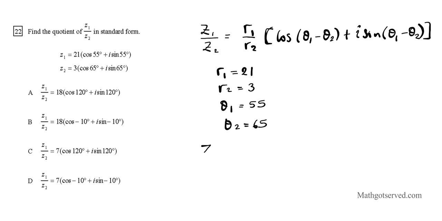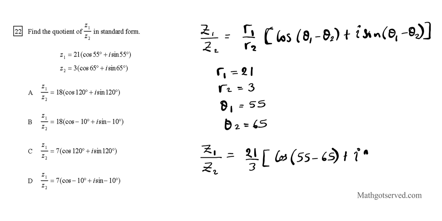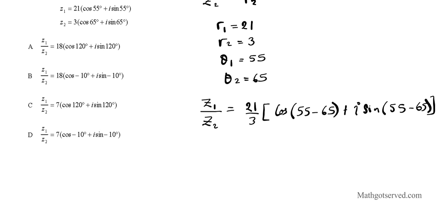All right, so let's compute z1 over z2 using the formula indicated above. So r1 over r2 is going to be 21 over 3, times cosine of theta 1, 55, minus theta 2, 65, plus i sine of theta 1, 55, minus theta 2, 65. So 21 over 3 is 7. 7 times cosine of negative 10 plus i sine of negative 10. And there goes your final answer. So our answer is option letter D.